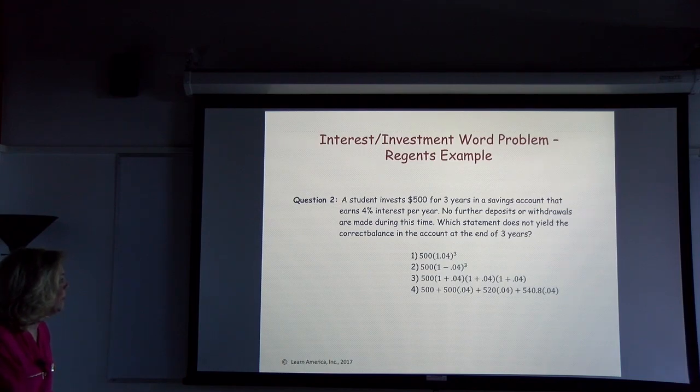A student invests $500 for 3 years in a savings account that earns 4% interest per year. Okay, no further deposits or withdrawals are made during this time. Which statement does not yield the correct balance in the account at the end of 3 years?